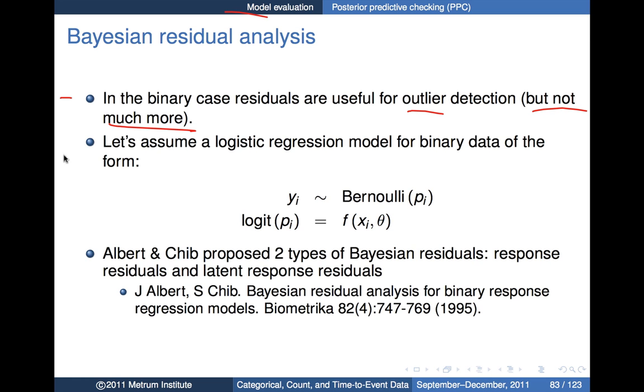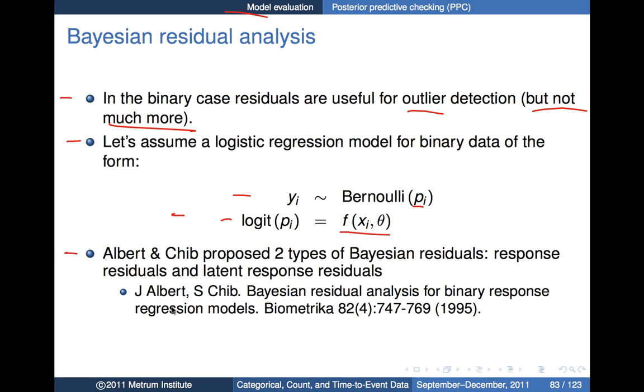So let's make a context to study these. Let's assume a logistic regression model for binary data, such as the type we've been using up to now. So our observed data, our yi's, are going to be distributed Bernoulli with some probability pi, and the logit of pi is going to be some function of our covariates and of our model parameters, in other words, our xi's and our thetas.